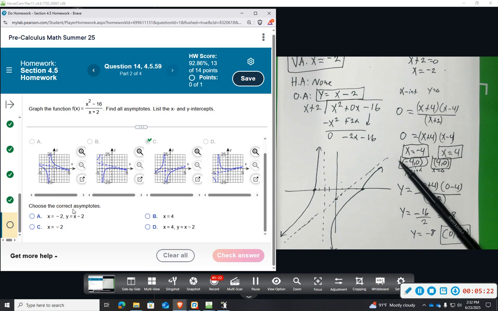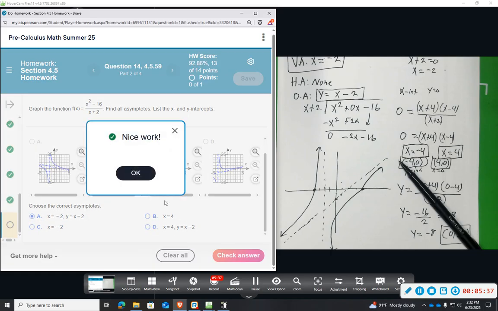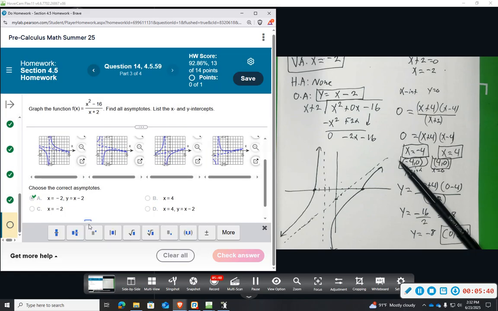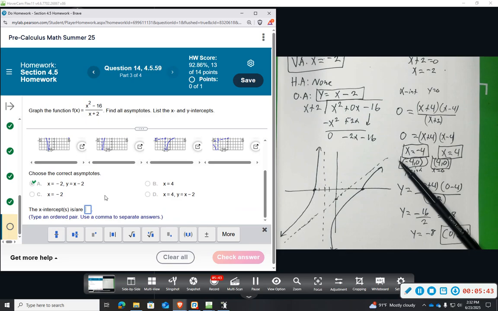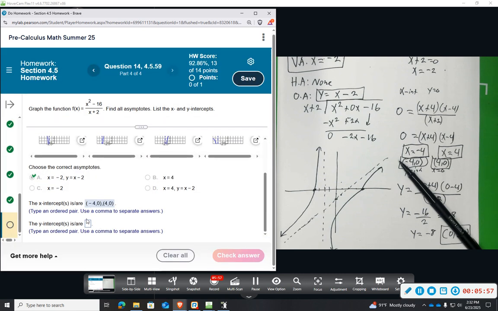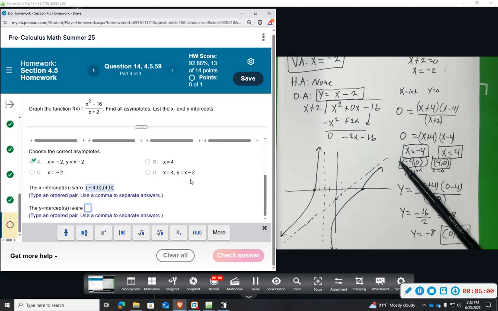And then correct asymptotes. x equals -2, and we have a slant asymptote, x minus 2. So A. X-intercepts. -4, 0. And 4, 0. And then the y-intercept was -8. So 0, -8.